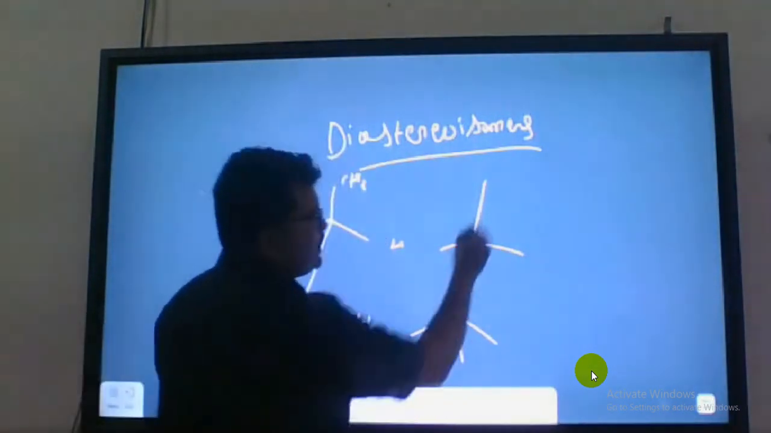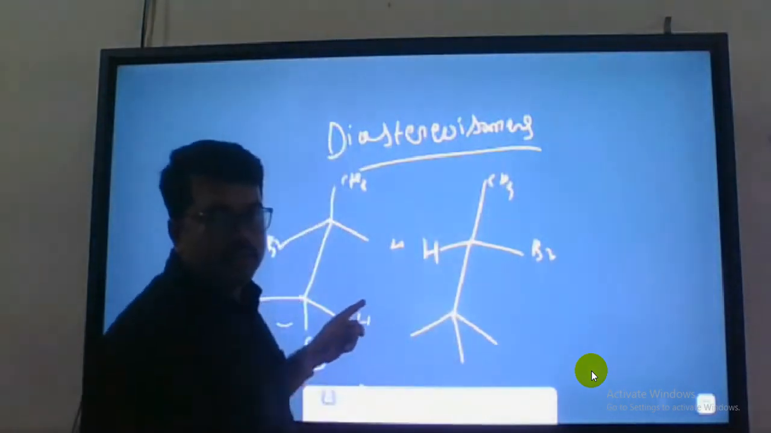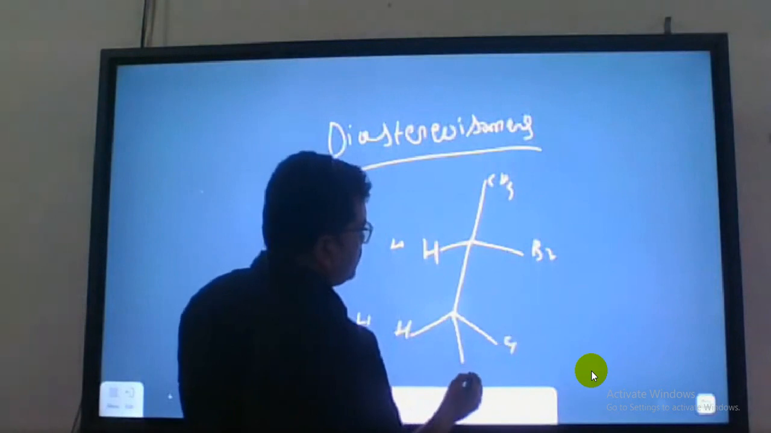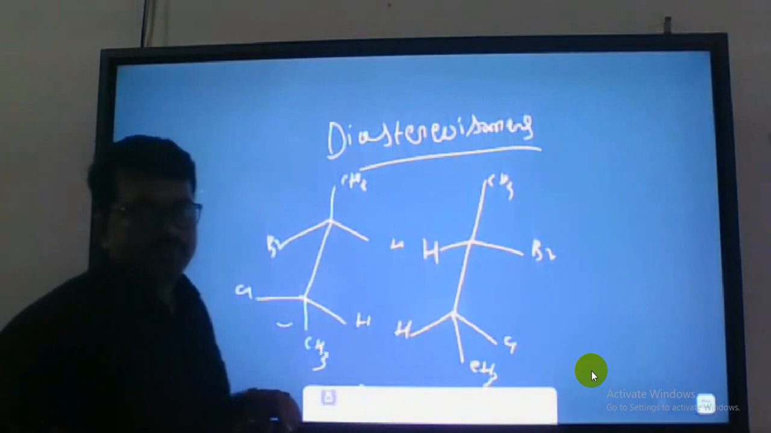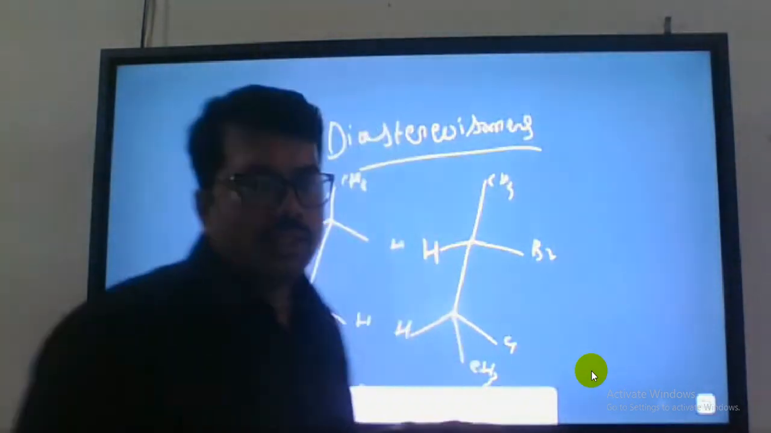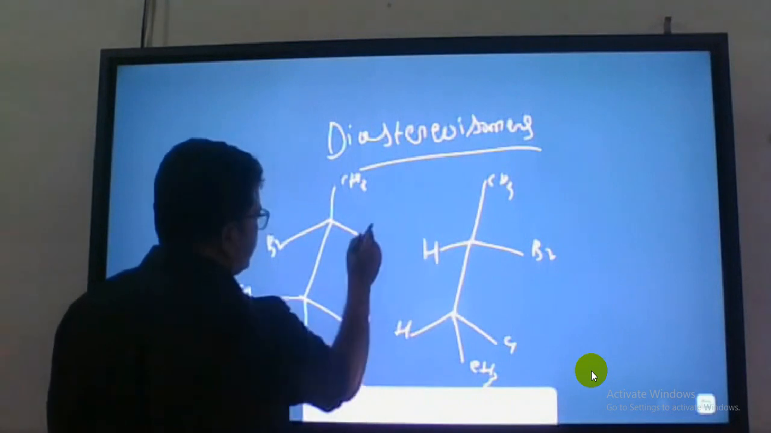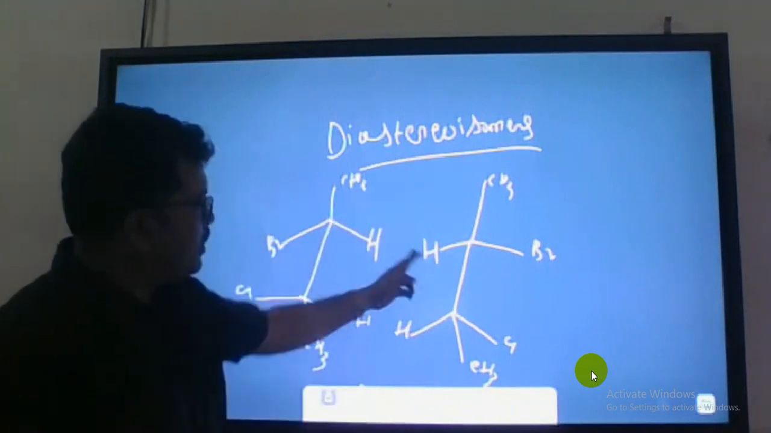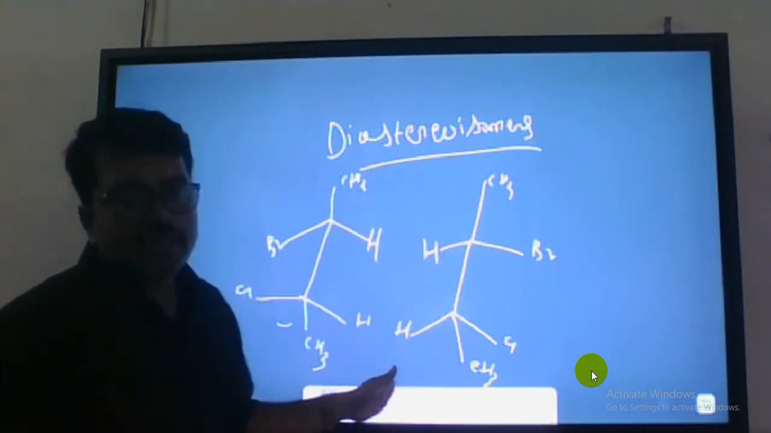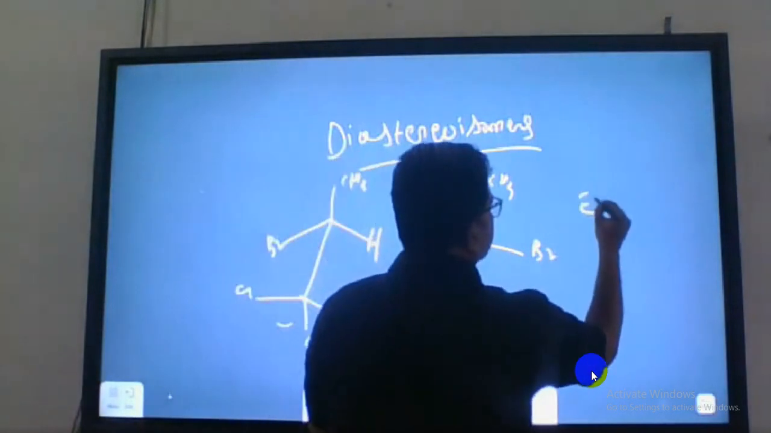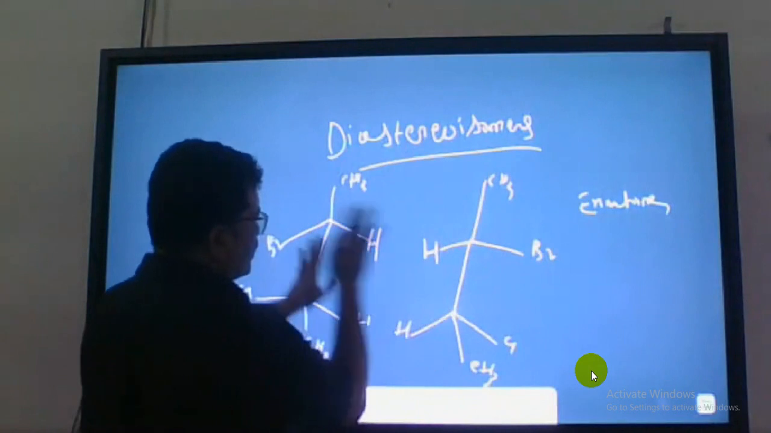So the mirror image: CH3, this bromine and this H. So this is H, chlorine, and this is CH3. This is a mirror image. See, hydrogen, CH3, chlorine, bromine. So there is a mirror image. This is called enantiomers. They are mirror images but not superimposable.